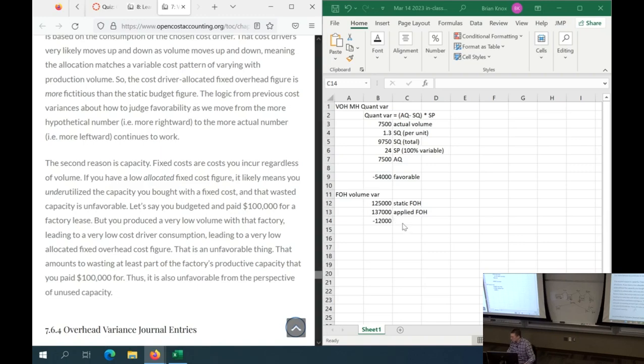All right, so it's good that we do it this way. So this is favorable. Great. All right, I want to move on to mix and yield.